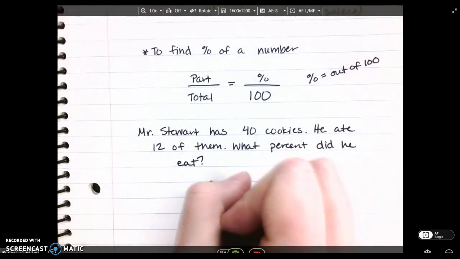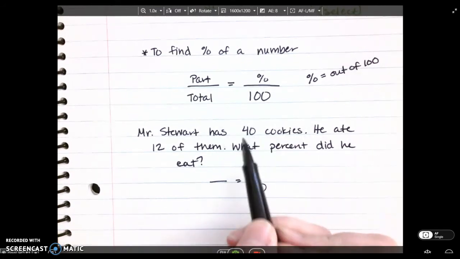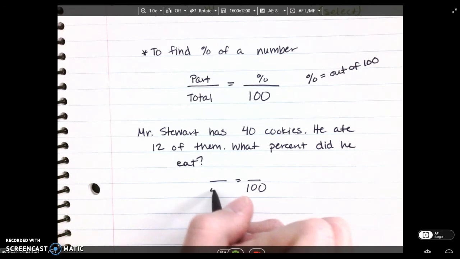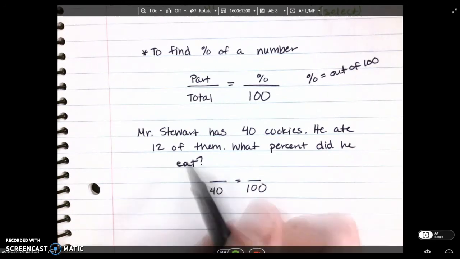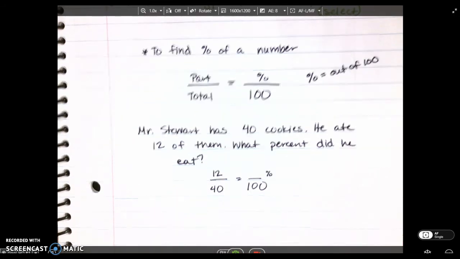So I'll have students line, equal sign. You know 100 goes there. Now if I look at marking my text, 40 is my total, because that's the total number of cookies that he had. And he ate 12 of them. So the percent is the thing that we're looking for.